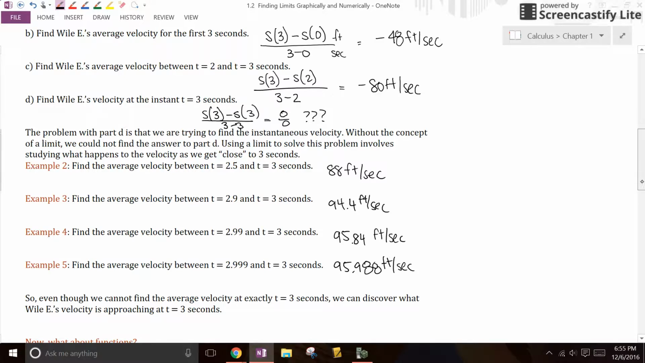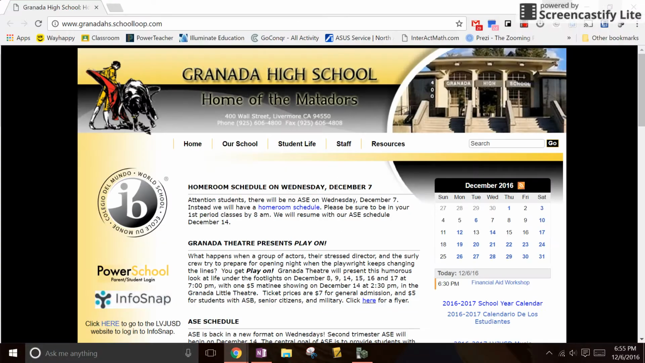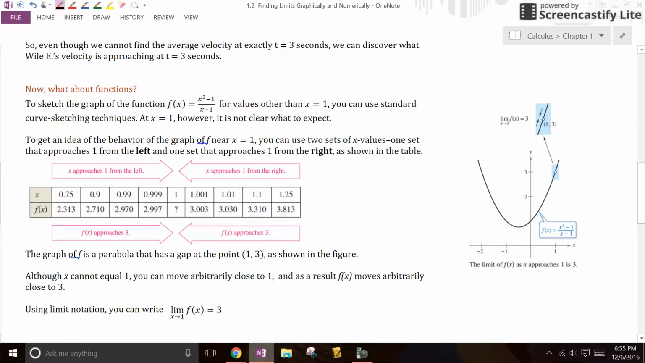Now, how does this transfer to graphs? Well, let's say we want to sketch the graph x cubed minus 1 over x minus 1. It's pretty easy to graph, except for when you plug in x is 1, because you're going to get 0 over 0, just like the Wile E. Coyote problem. So what would you do? You could see the table down below.